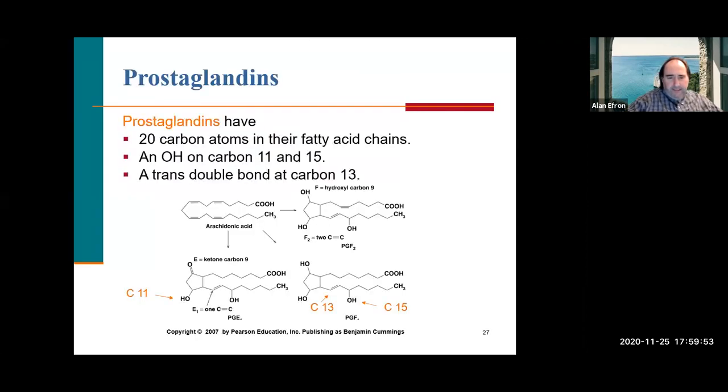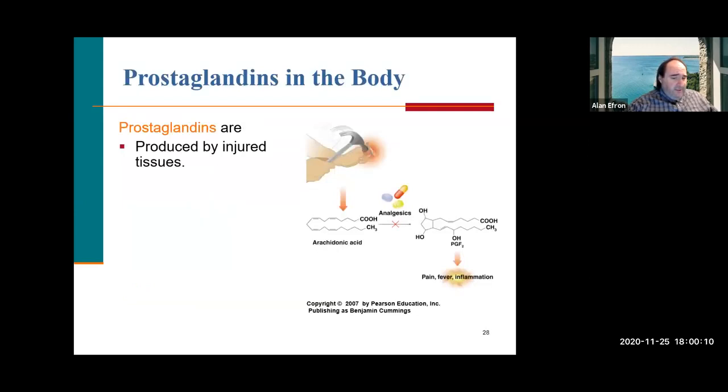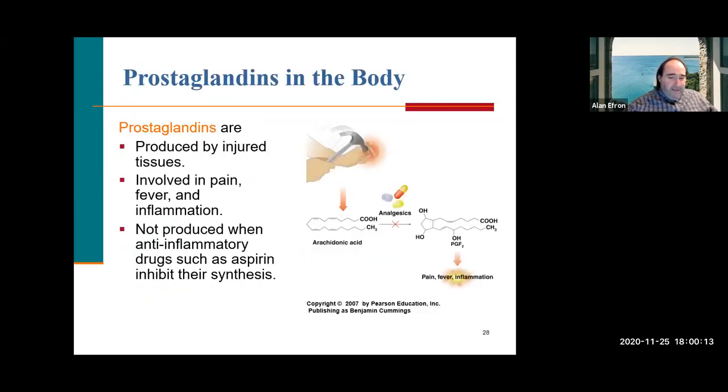So let's talk a little bit about prostaglandins. Prostaglandins have 20 carbon atoms in their fatty acids. They have some OH groups at carbons 11 and 15, not truly important for us. They have the trans double bond. Prostaglandins are basically produced as a result of injury. So like here, which is probably not recommended, if you hammer your thumb, you're going to start to produce this. It's involved in what we obviously have for pain and inflammation. And we could take something, maybe some Tylenol or aspirin. What that does is it tries to block the formation of our prostaglandins, and you hopefully feel a little bit better at that point as a result of the inflammation that occurs.